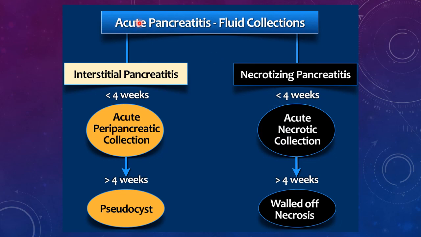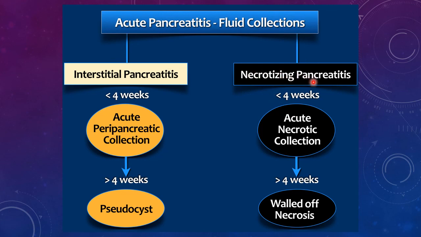Okay, this is acute pancreatitis, which always results in fluid collection. But I told you there is interstitial pancreatitis, which is the milder form, and the severe form, necrotizing pancreatitis. In the interstitial type, there is a complication of pseudocyst formation. About 6 weeks later, this acute pancreatic collection gets sealed off and you form a cyst behind the stomach, anterior to the pancreas.